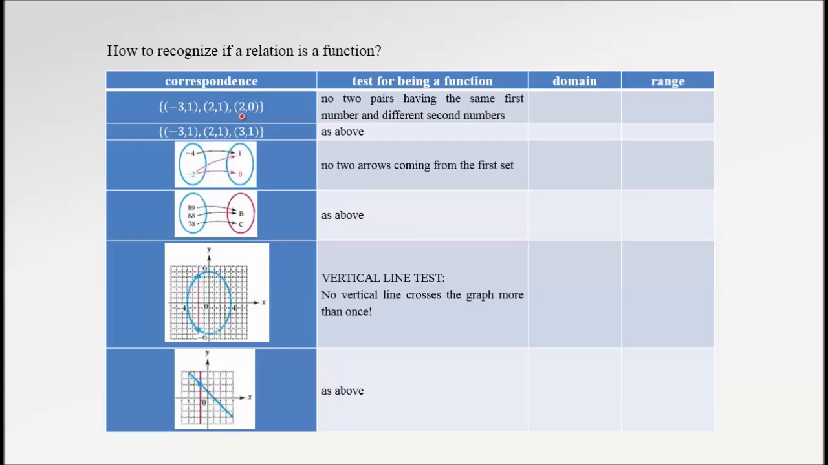So the first example consists of 3 points, 3 ordered pairs of numbers. How do we decide if this relation is a function or not? Remember, a function has to have a unique value assigned to each input.